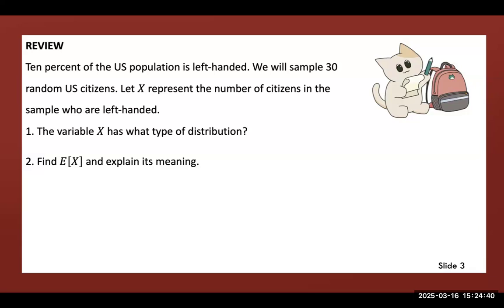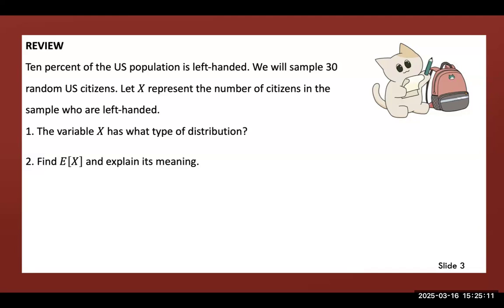The next thing I ask myself is, if I was to find something like the probability X is equal to 5, what does that mean? That's the number of people who are left-handed. What's the probability 5 are left-handed in the group? So you have a success, which is being left-handed, and a failure, which is not being left-handed. This is all a binomial distribution. Okay, so that is the type of distribution. It is binomial. You have success, failure.